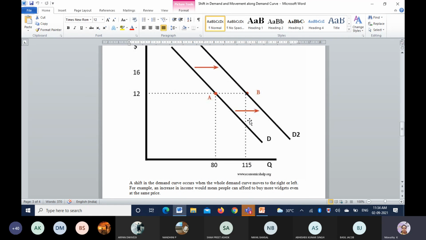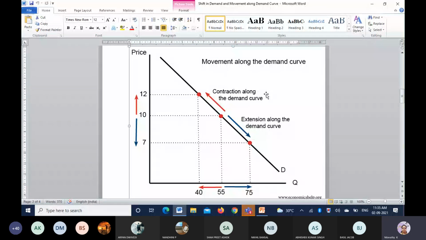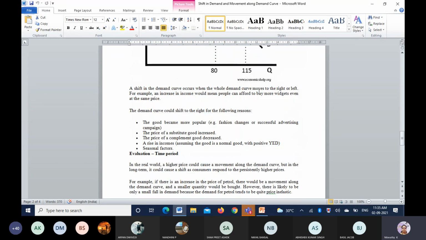So shift in demand happens when other factors that influence the demand are acting and the price is constant. Whereas movement along the demand curve happens when other factors are constant and only the price changes. That is what we call a movement in the demand curve. So this you can also understand. All these are demand concepts.